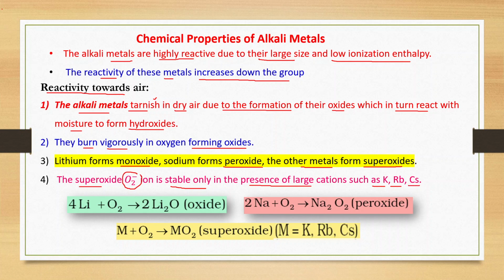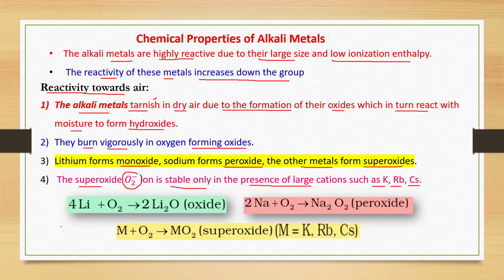Dear student, as per the lattice enthalpy consideration, larger cations form stable compounds with larger anions, and smaller cations form stable compounds with smaller anions. So in this way, potassium, rubidium, and cesium, which are larger in size, form stable compounds with the superoxide ion.